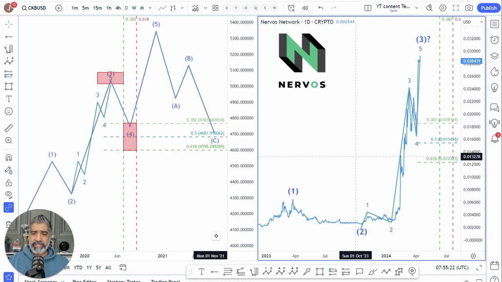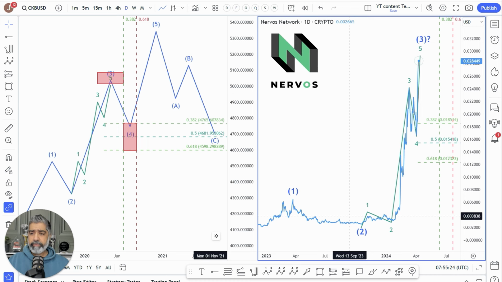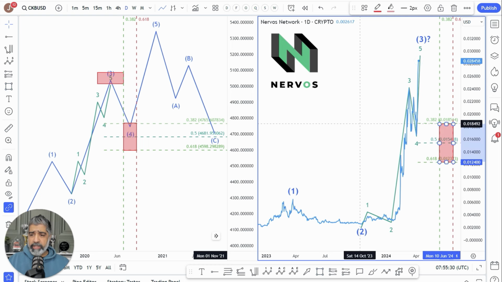So let's just pull this in so we can see it a bit clearer over here. And now what we can do is draw a time and price box, call it a zone. So we're talking about price of CKB is more than likely going to drop below 0.0185 to a typical maximum of 0.012.